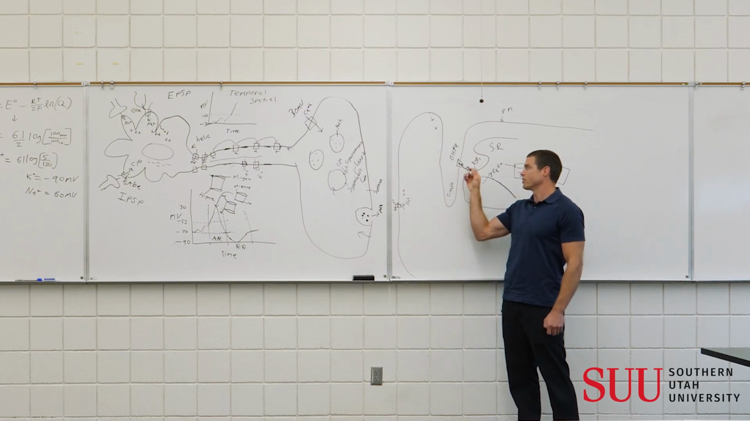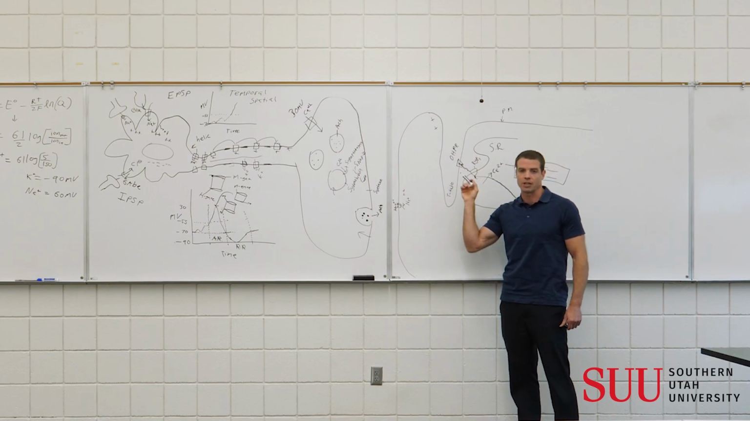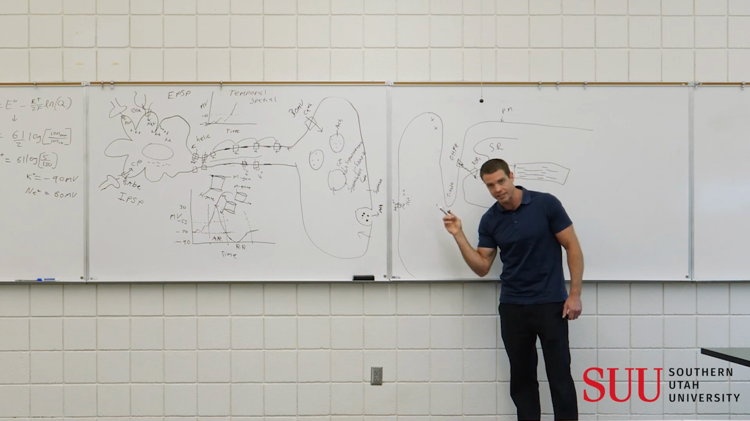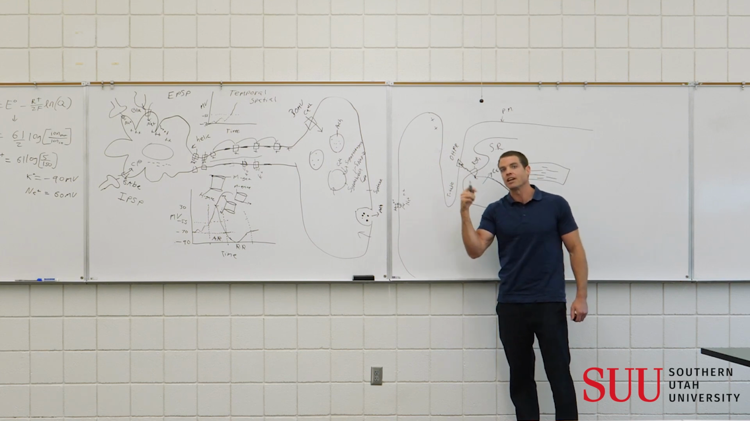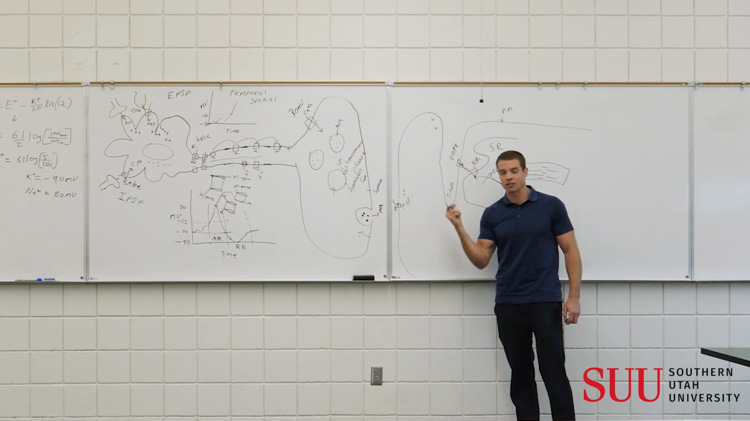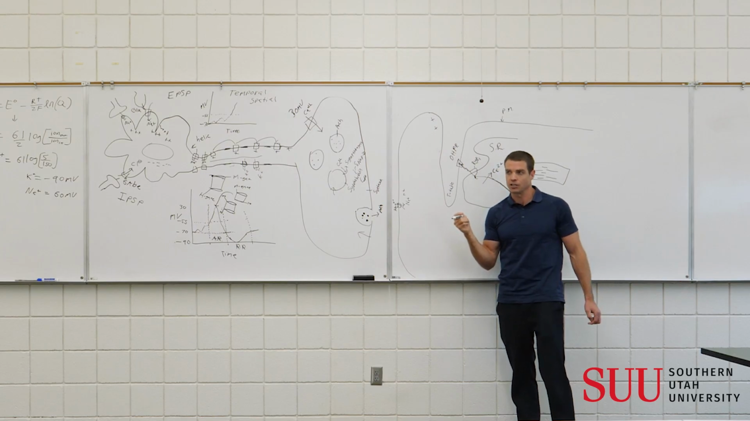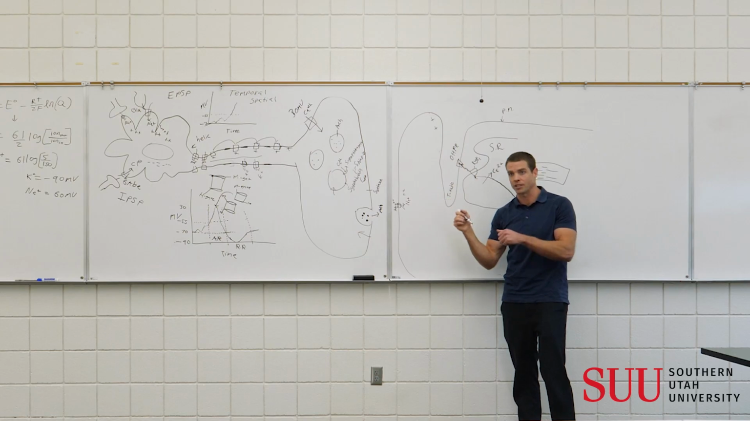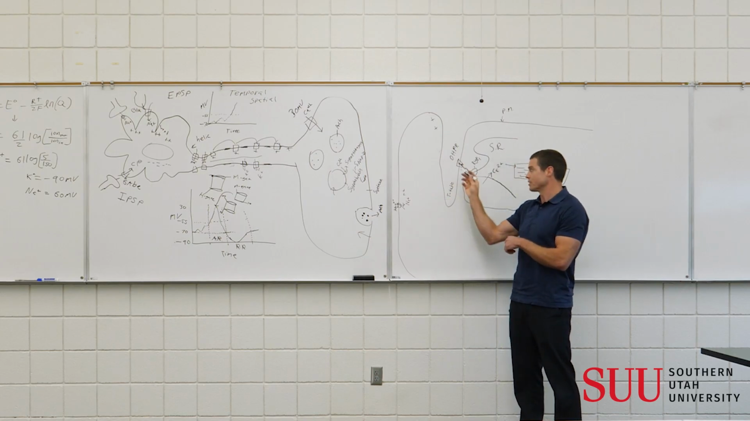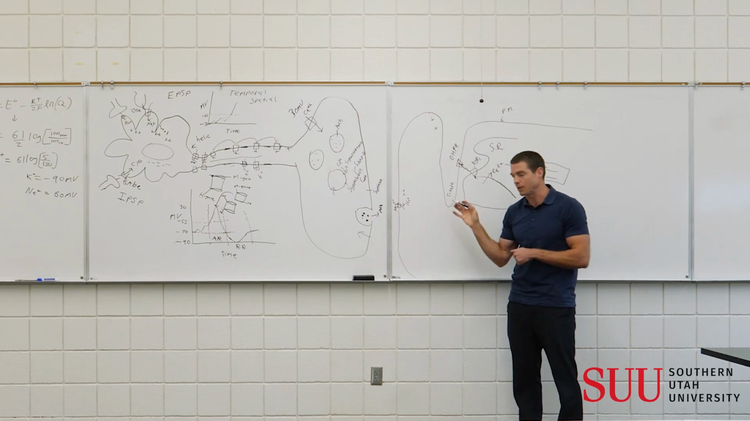Now, one other interesting point with this dihydropyridine receptor is that cardiac muscle also has these, but it actually does allow calcium to come in, whereas skeletal muscle doesn't seem to really do that. And so in cardiac muscle, that's the calcium-induced calcium release. Calcium comes in and opens up this, whereas this is more mechanically gated onto the ryanodine receptor.